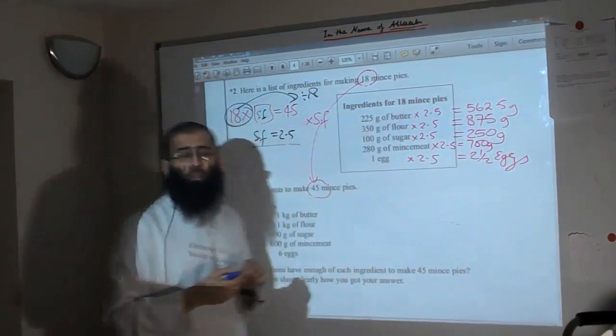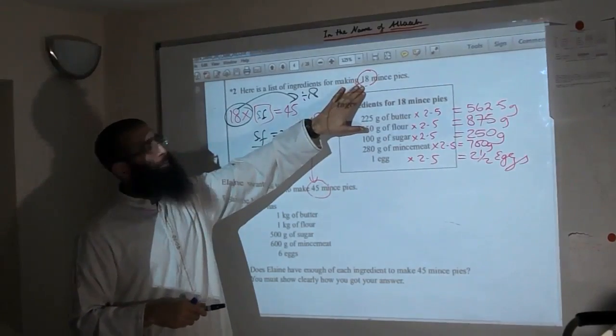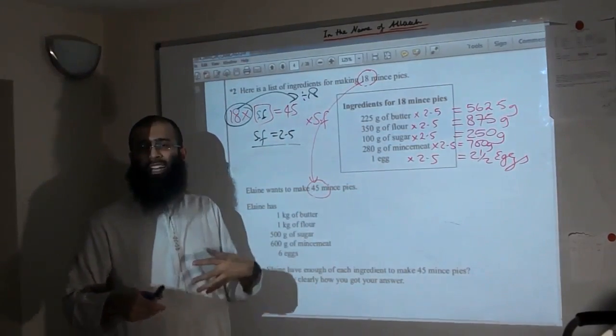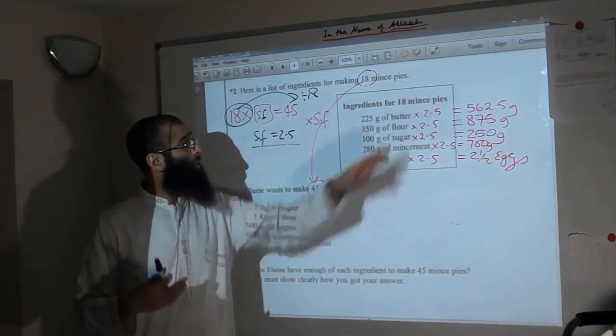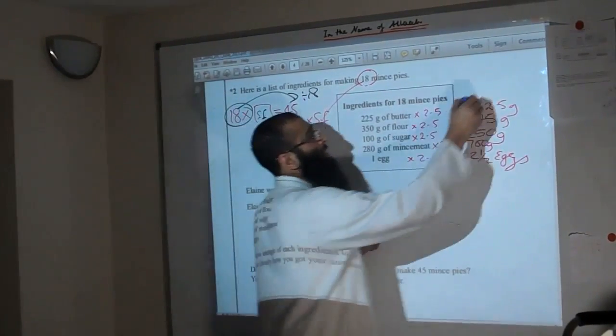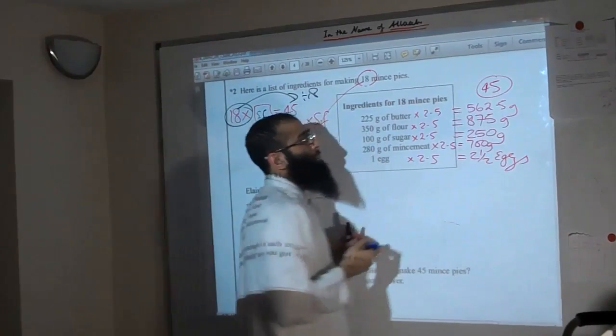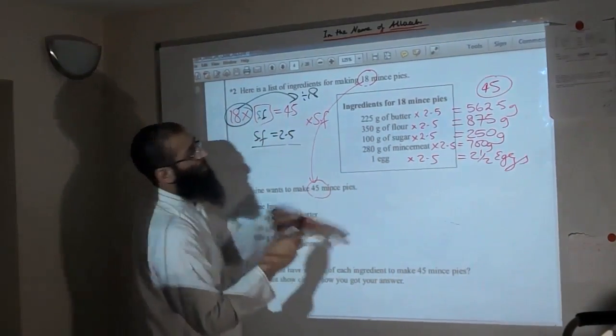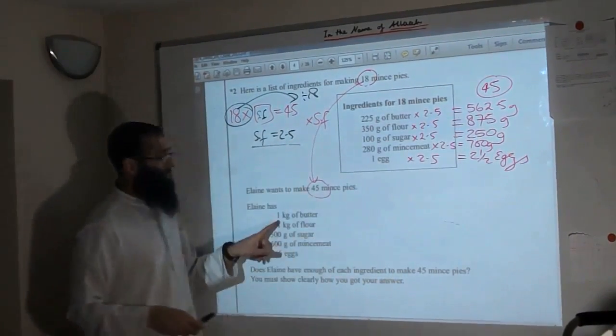So now we know that if we go from 18 mince pies to 45 mince pies, we've got to increase the ingredients by a factor of 2.5, which we've just done. So this is the new set of ingredients we need, for 45 mince pies. Right, now we've got to check these numbers. So 562.5 against 1 kilo of butter.